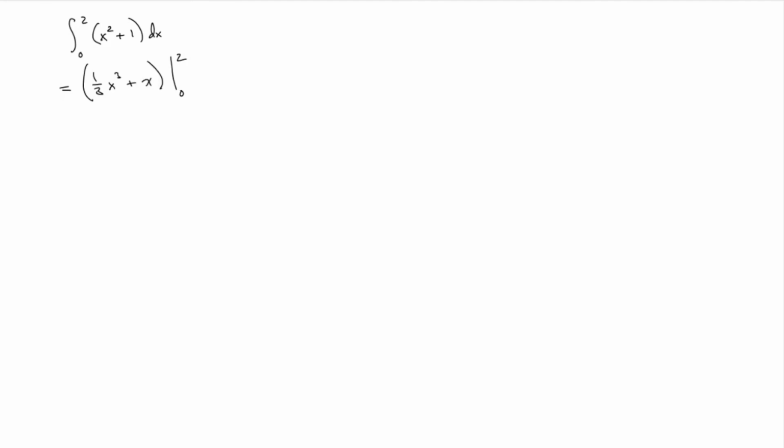Taking the antiderivative, I find that the antiderivative of x squared plus 1 is 1/3 x cubed plus x. So this definite integral is equal to 1/3 x cubed plus x evaluated from 0 to 2. And that's just notation for 1/3 times 2 cubed plus 2 minus the quantity 1/3 times 0 cubed plus 0, which, after you do the arithmetic, simplifies to 14/3. So the area under the curve x squared plus 1 from 0 to 2 is 14/3.